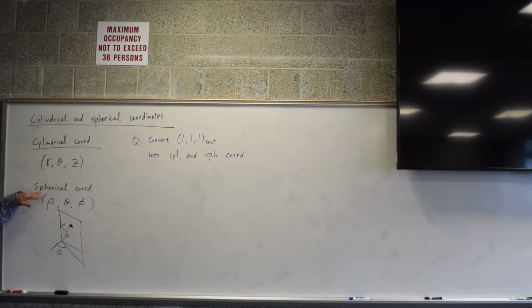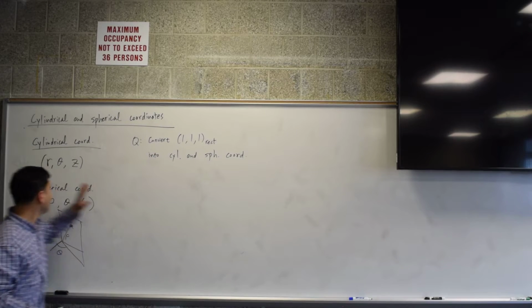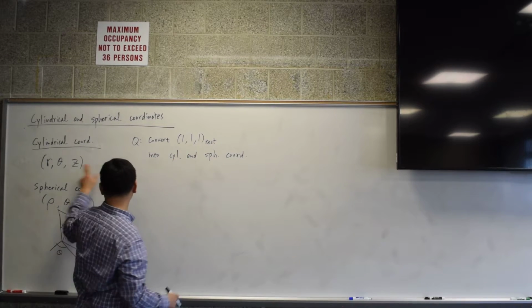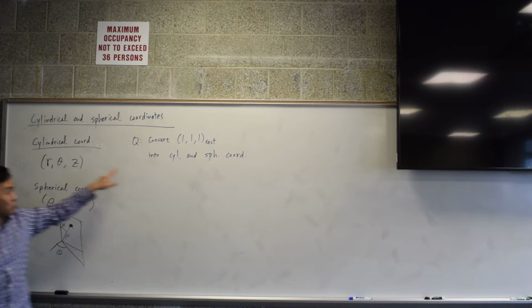All right, so let's start with cylindrical. Now, there's one thing I should have said before solving this. If you go from x, y, z to r, theta, z, the z coordinates are the same. So we know already what this should be. It should be 1 because that's 1.